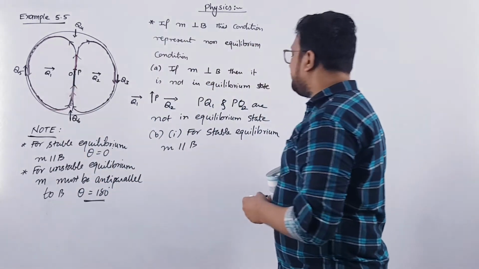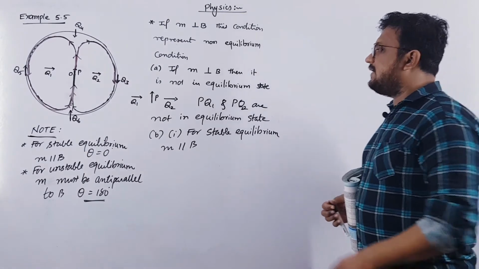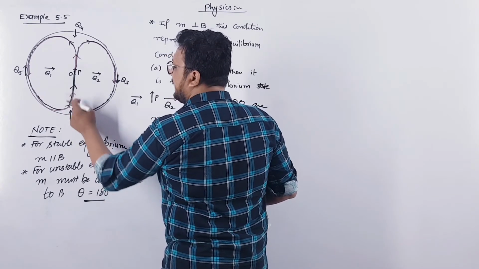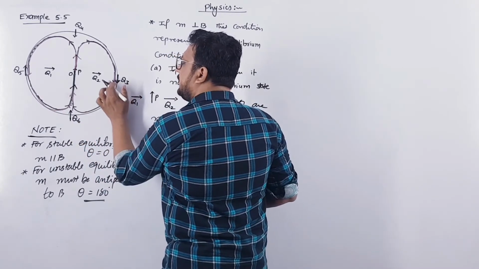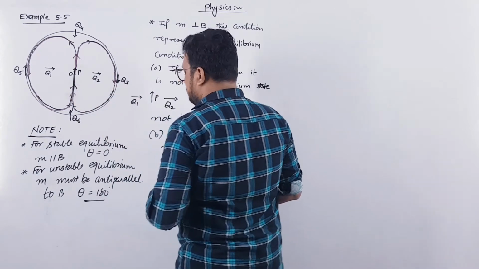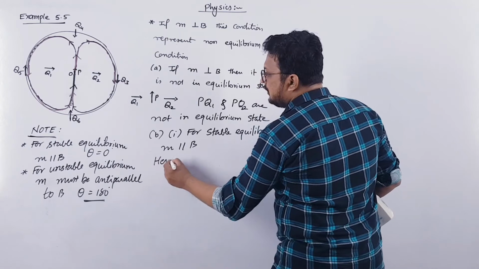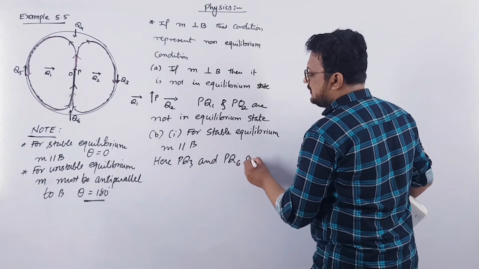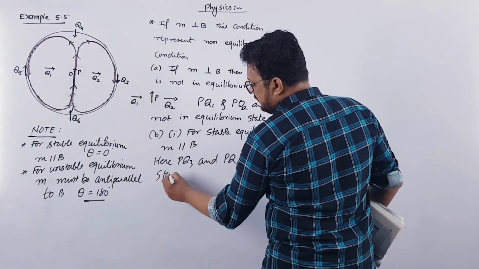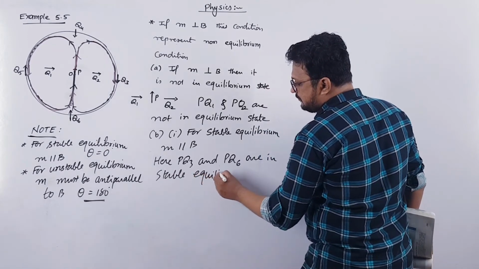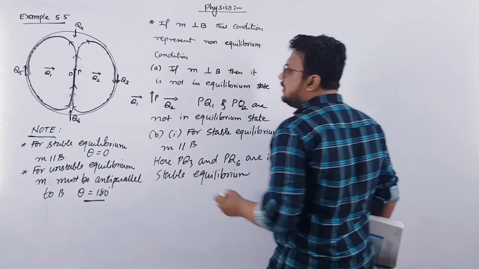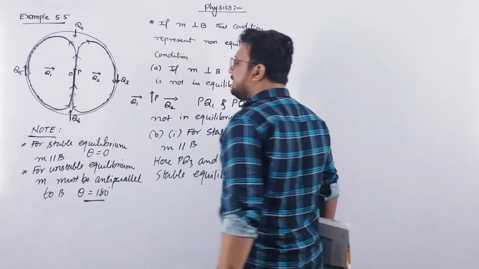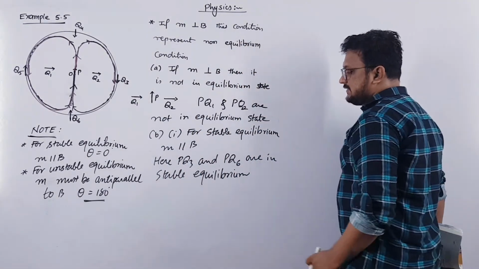So for stable equilibrium, the angle must be 0. Here you can see that Q6 and this are in the same direction. Angle is 0, parallel to each other. Q3 and the magnetic moment of P are in the same direction. So PQ3 and PQ6 are in stable equilibrium. Clear? These are in the same direction, and here Q6 and the magnetic moment of P are in the same direction, right? So you can say that they are in stable equilibrium.